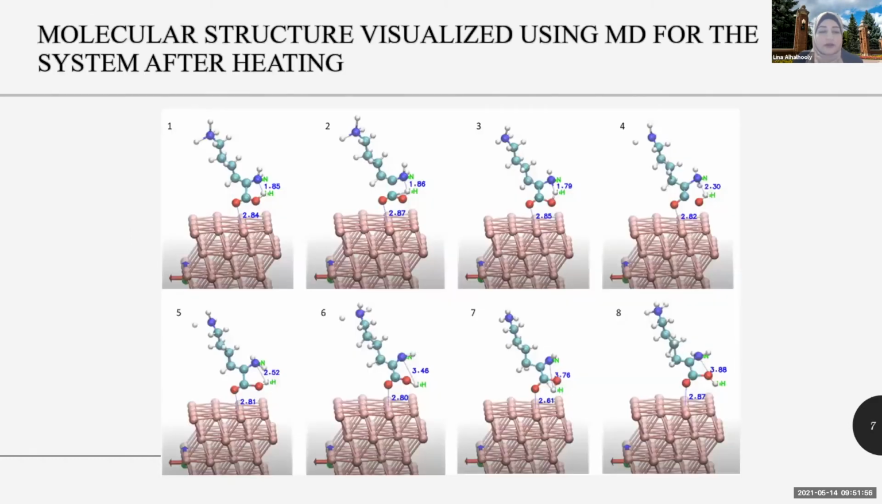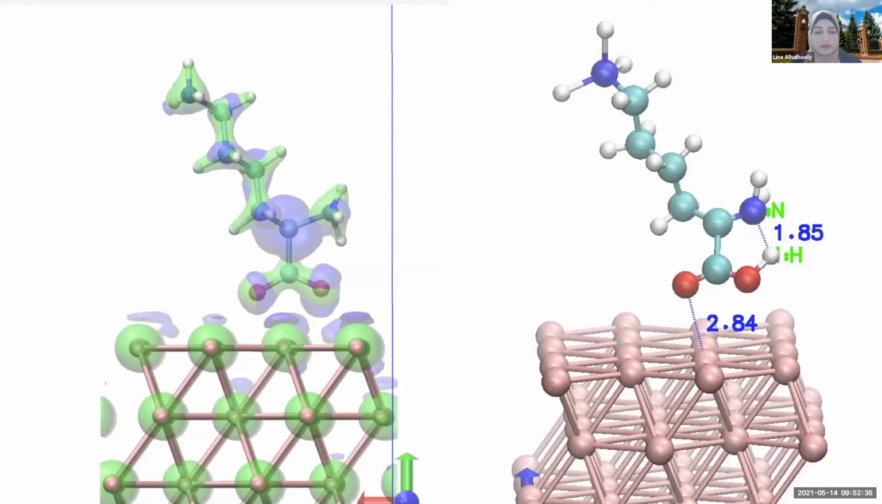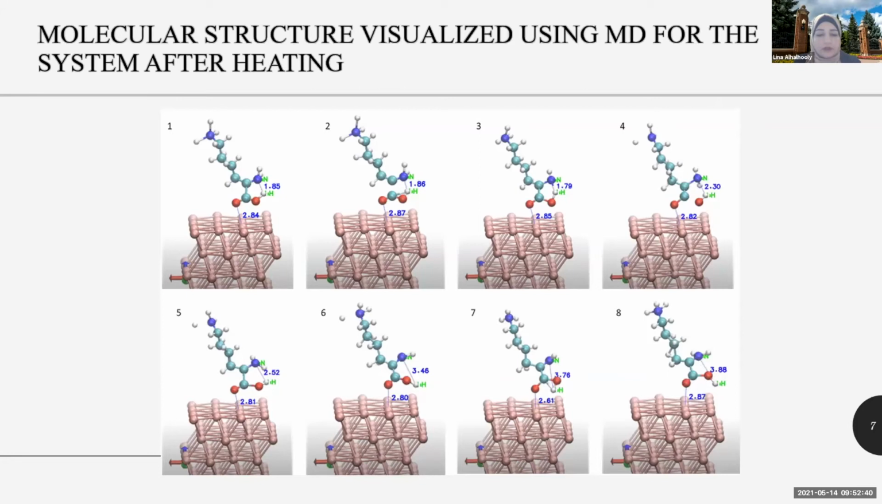To justify the strong binding energy between the L-lysine molecule and the gold surface, for the heated system we show snapshots 1 to 8 from the molecular dynamics simulation. The heated system shows protonation of the carboxylate ion COO minus, and deprotonation of the ammonium NH3 plus. Comparing the atomic structure, it is clearly observed that as the temperature increases, the hydrogen ion breaks from the ammonium and binds to the carboxylate group.